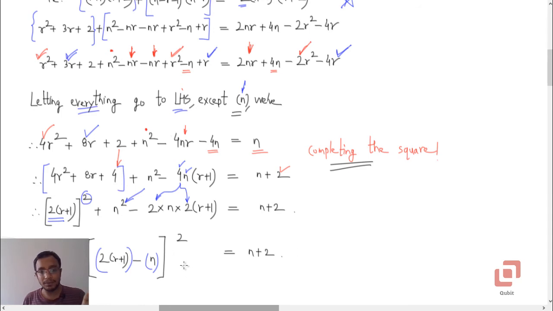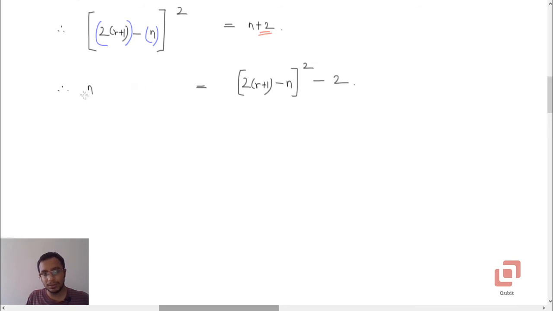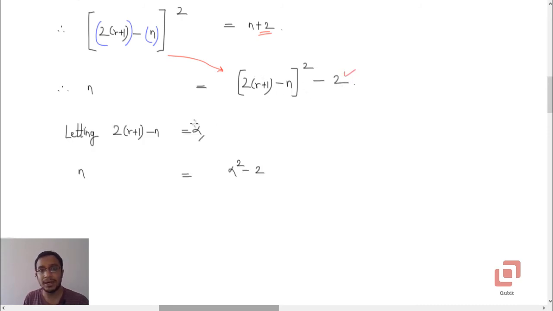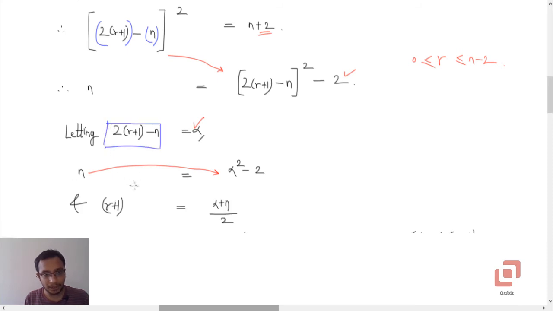Now using this, let's see what conclusions we can draw. First, you shift this 2 to the left hand side, so we can write n as 2 into bracket r plus 1 minus n the whole squared, which we had got earlier, minus 2. Now let us assume that the term inside the bracket is alpha: 2 into bracket r plus 1 minus n, and therefore n can be written as alpha squared minus 2. And using the same relation among r, n and alpha, you can write r plus 1 as alpha plus n divided by 2.